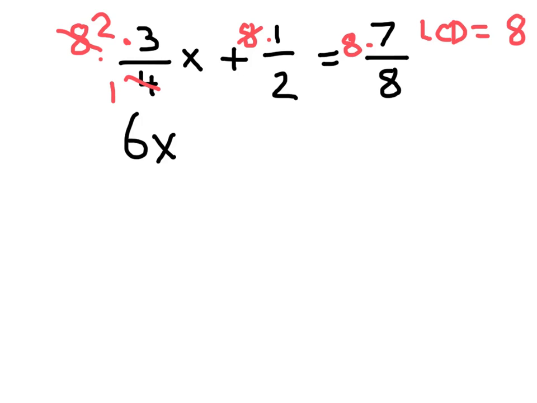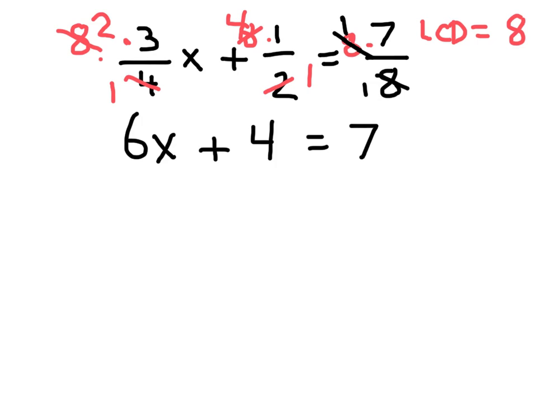Okay, here 8 and 2 cancel. 8 becomes a 4, 2 becomes a 1. I get 4 times 1, which is 4. On the other side of the equal sign, the 8's cancel out, and I'm left with 7. So how'd you do so far? Is this what you had when you multiplied everything by 8?